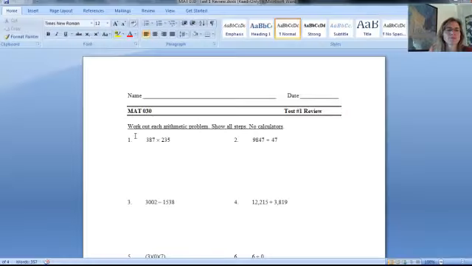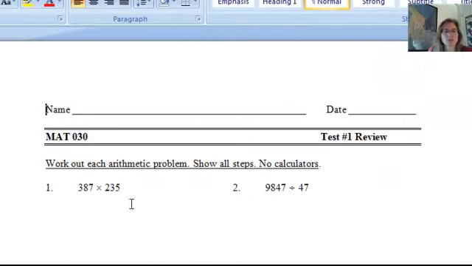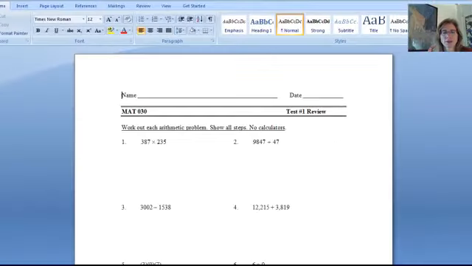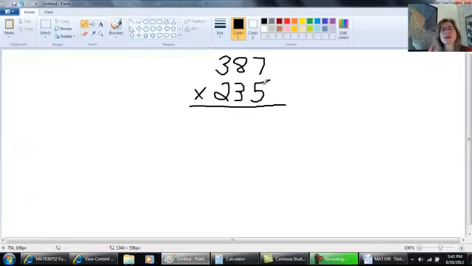For Math 030, I'm going to work on problem 1: 387 times 235. So we go 5 times 7, one little bit at a time here, and that's 35. So we put the 5 there, and the tens place here, so we're going to carry it.